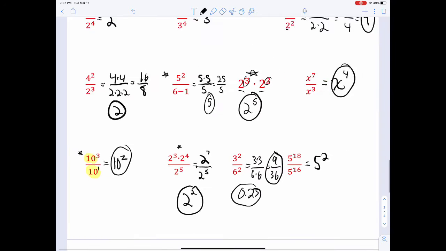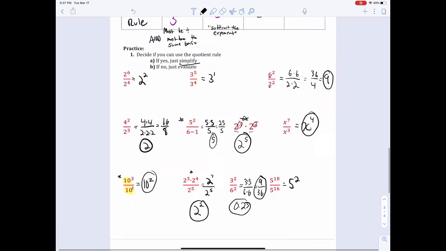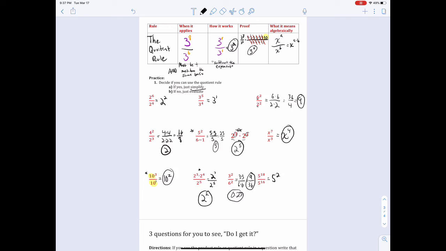So hopefully that went well. Definitely a little tricky. These rules are tough. Once you get the hang of it, you should be good. The key idea, like I said, for the product rules, you gotta know when it applies and how it works.